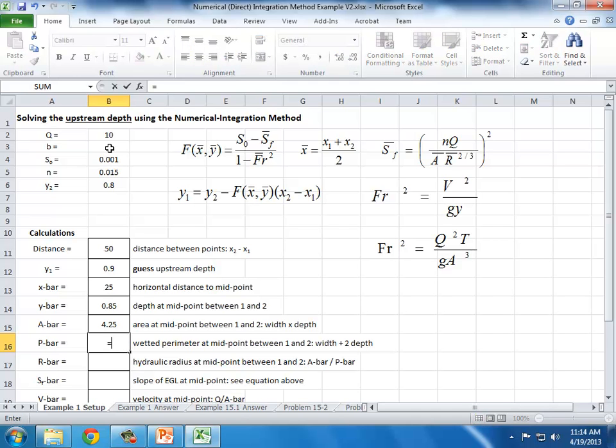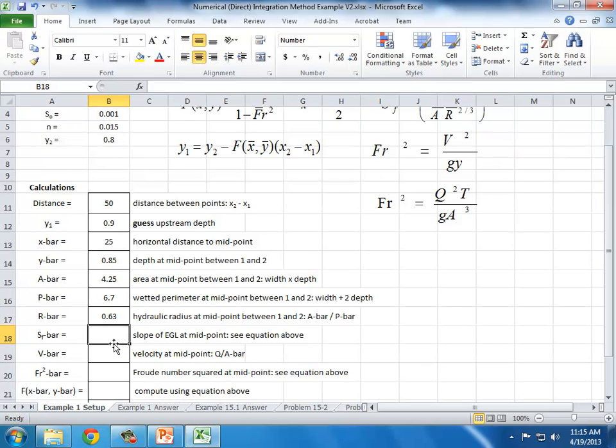Wetted perimeter, remember, is just 2 times the depth at the midpoint plus the width. So that's how I do the hydraulic radius. Now, you don't have to be following along on your spreadsheet. If you just want to watch this one being done, that's fine. You're going to get a chance to try it out real soon. Of course, you can if you like. The hydraulic radius is the area divided by the wetted perimeter.